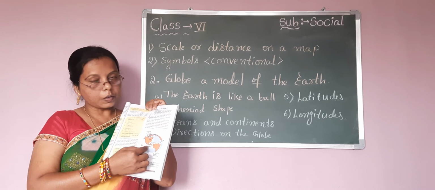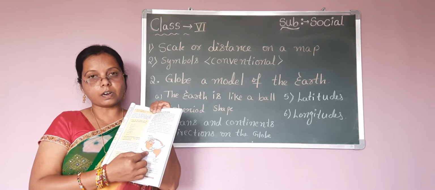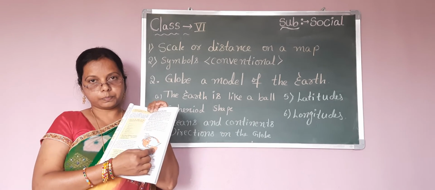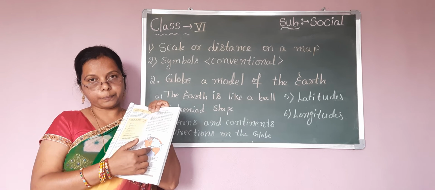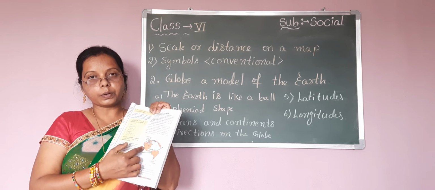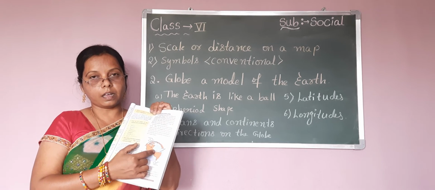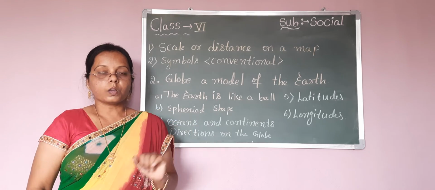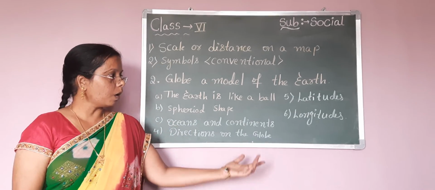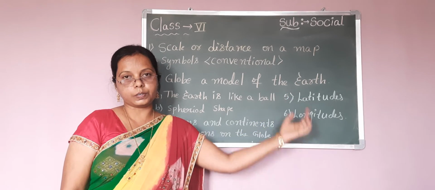Along with this, you can observe that some lines are drawn on the globe. Some are horizontal, some are vertical. So what are those lines? Now we are going to teach you what those imaginary lines are. Children, so far did you understand? I hope you understood very well. So now we are going to discuss the first thing: latitudes.